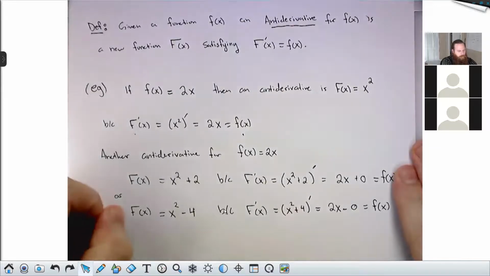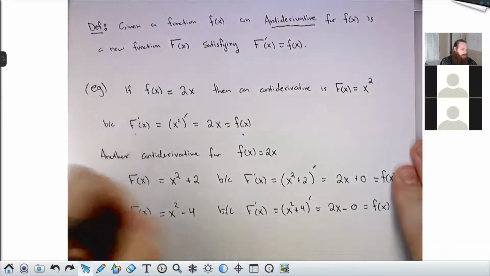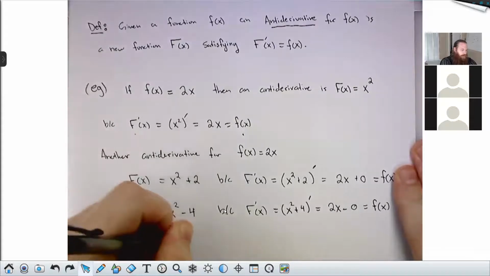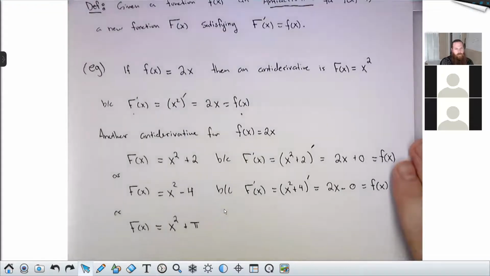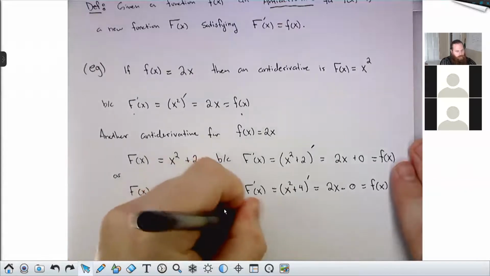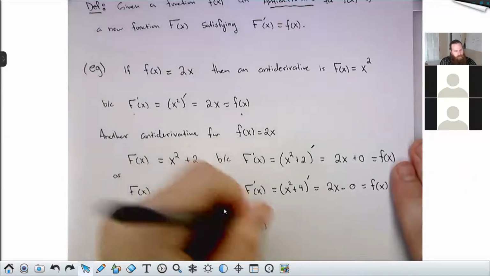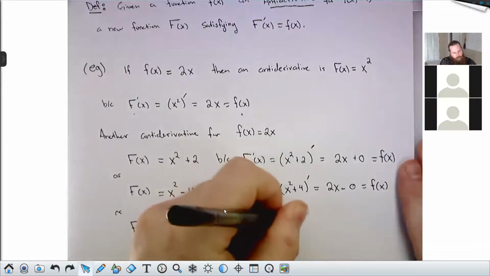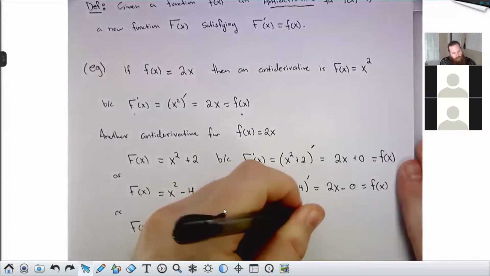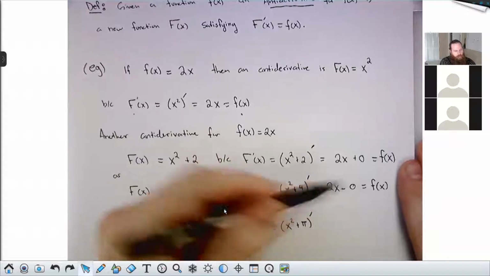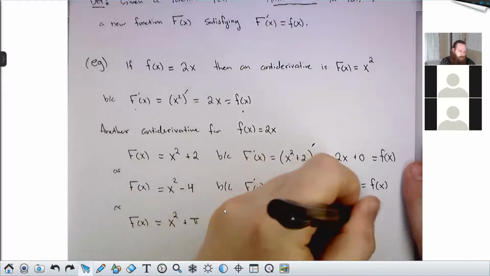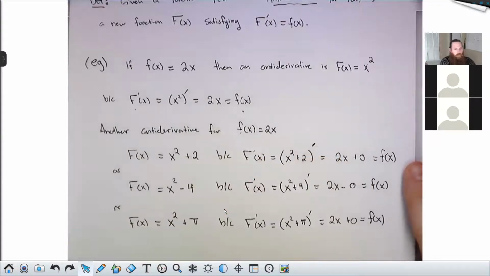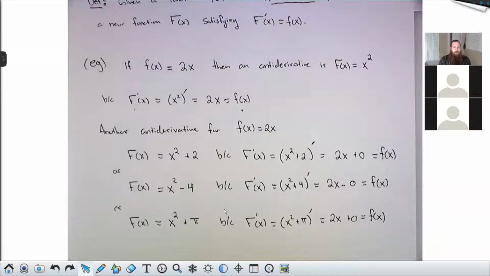What about x squared plus pi? Is that an antiderivative for 2x? Well, sure it is, because if I differentiate the function x squared plus pi, just like the 2 and the 4 differentiate to 0, the pi differentiates to 0. So we get 2x plus 0, which is again little f. You can kind of feel where this is going, right?